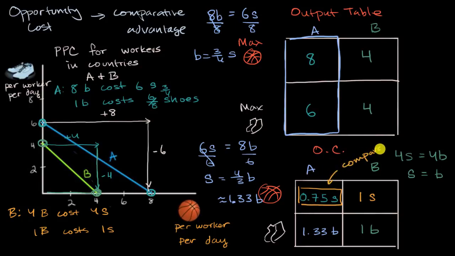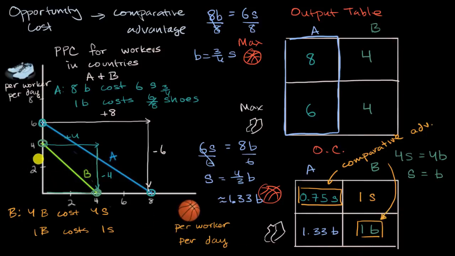Comparative advantage. And then if we look at shoes, it goes the other way around. Country A has an opportunity cost of 1 1/3 basketballs for every pair of shoes, while country B has an opportunity cost of only 1 basketball per pair of shoes. So it has a lower opportunity cost. And this one actually might be a little bit counterintuitive.